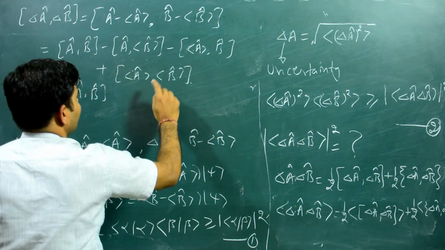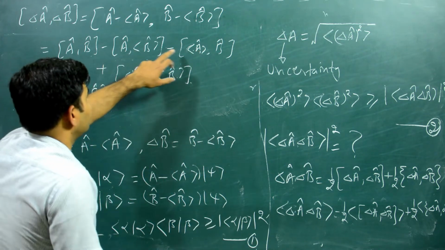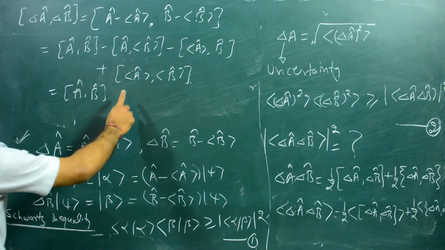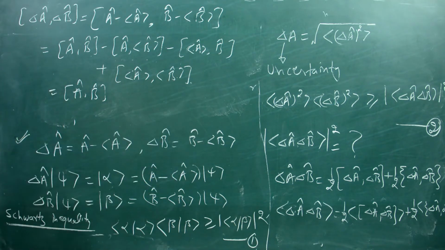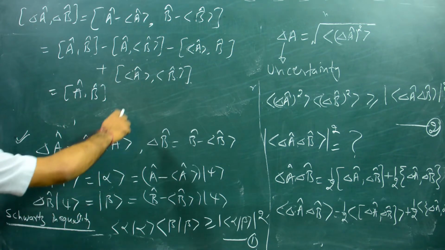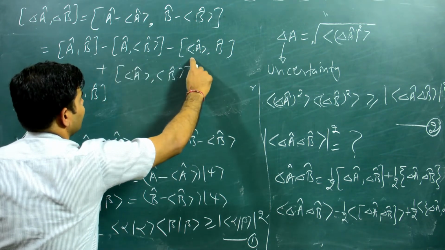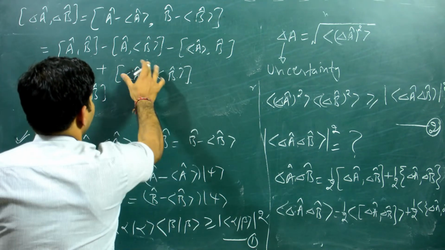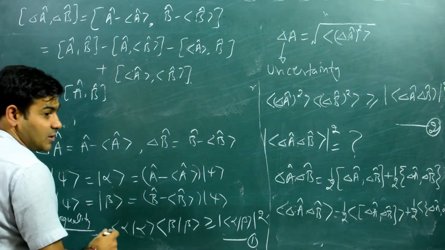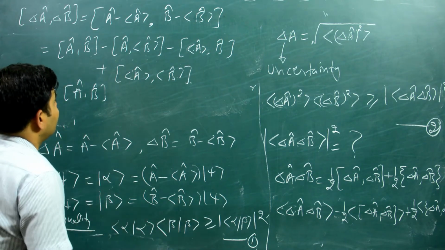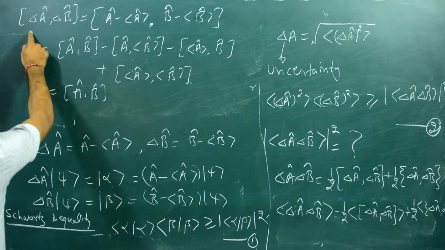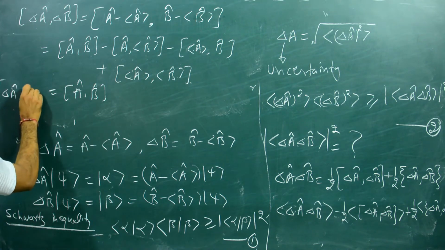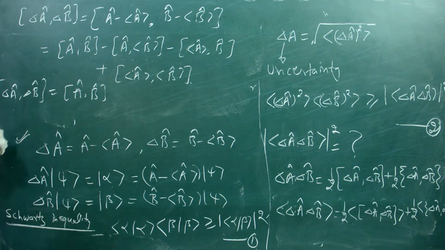These all are zero because these are numbers. A number will commute with the operator, and these are two numbers again. Remember, A hat and B hat are Hermitian operators and their expectation values ought to be real. So a real number commutes with A hat, a real number commutes with B hat, and two real numbers commute with each other, so their commutator is zero. So the commutator of delta A hat and delta B hat is actually equal to the commutator of A hat and B hat.